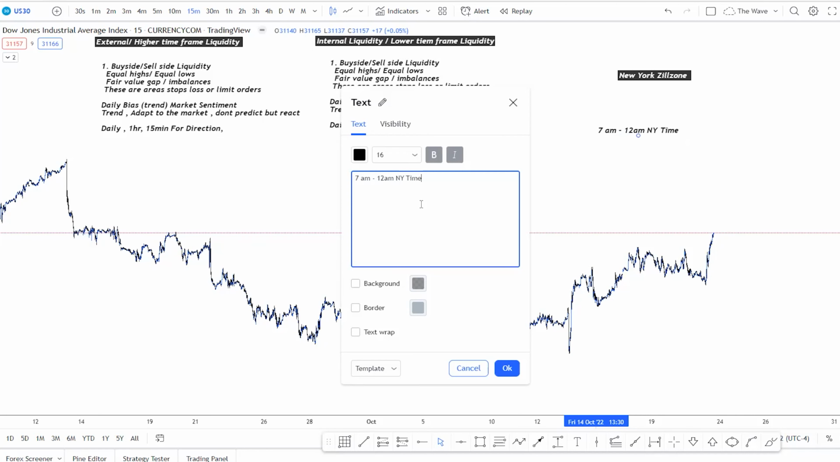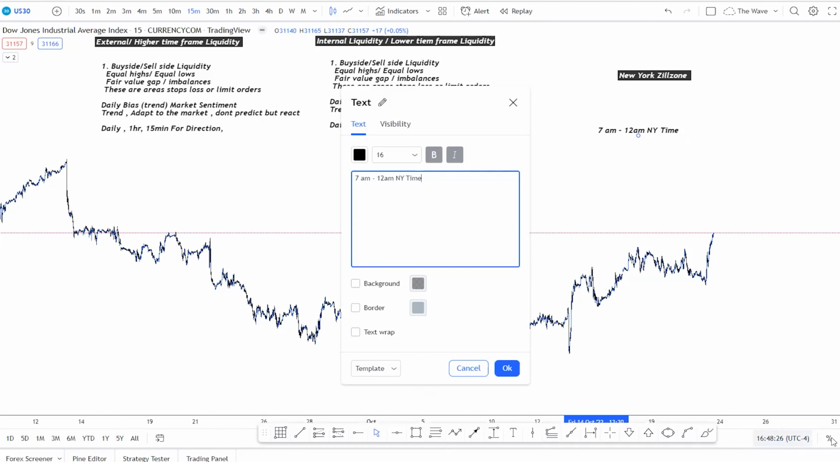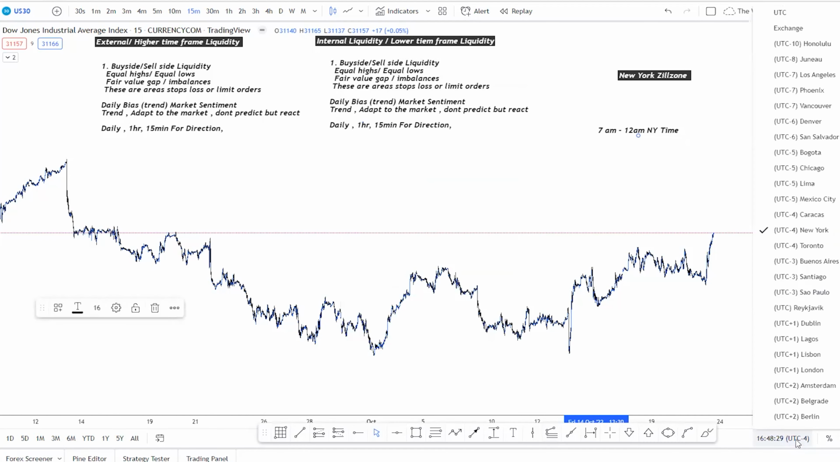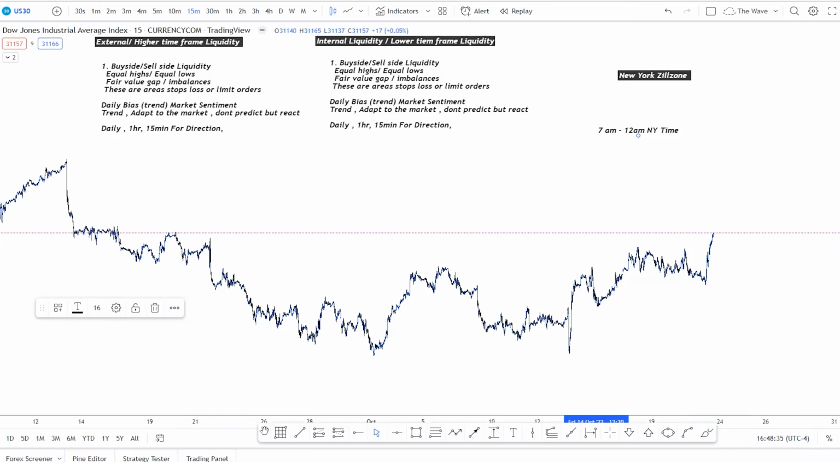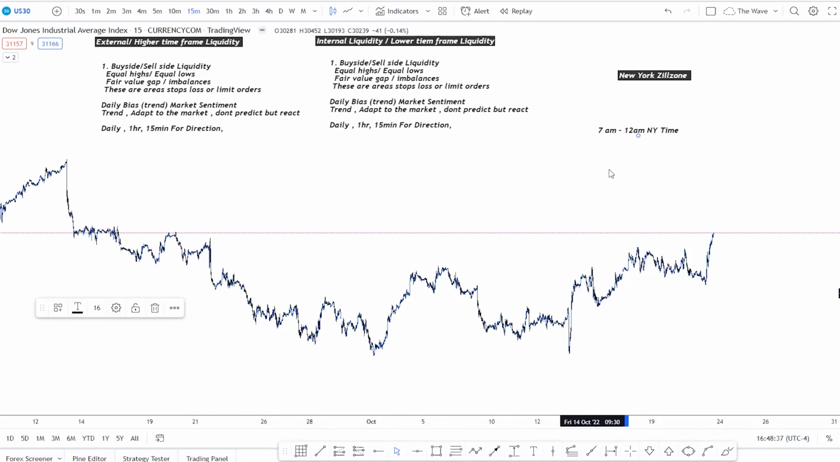Now, how do you know it's New York time? When you come down here to your settings of your time, have it set to New York. That way it takes out all the confusion. UTC-4 in New York, right? So now all the times on here are the same as New York time, and you just try to figure out the time difference between wherever you're at in the world compared to New York. Okay. So 7 a.m. to 12 p.m. is our New York kill zone.